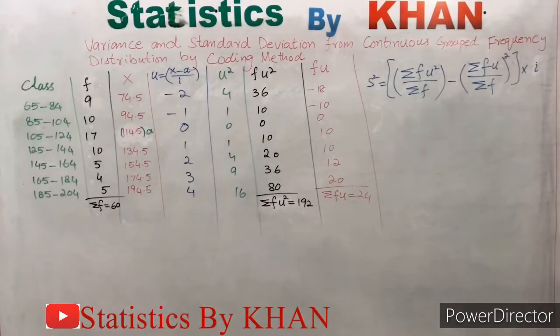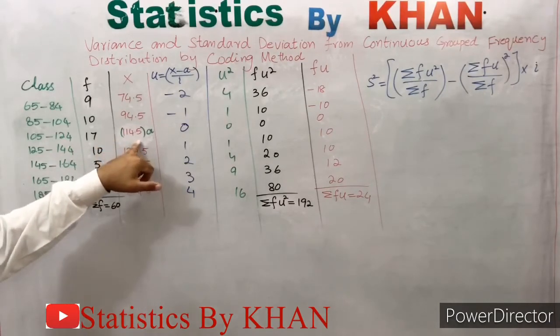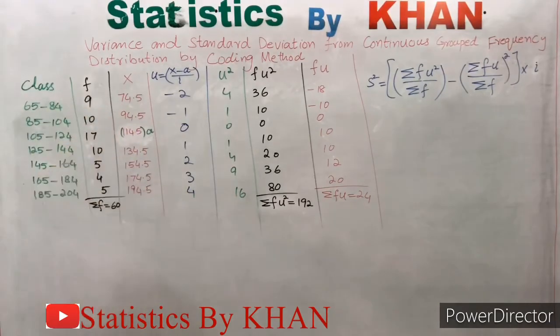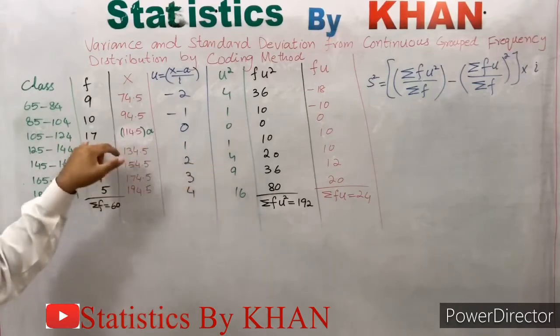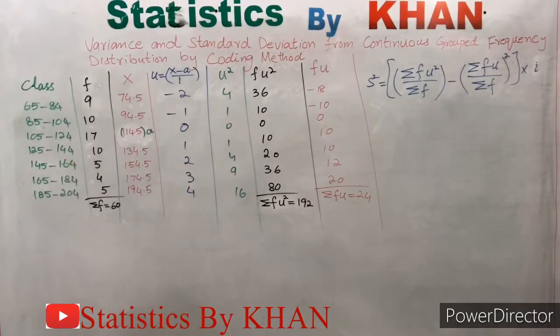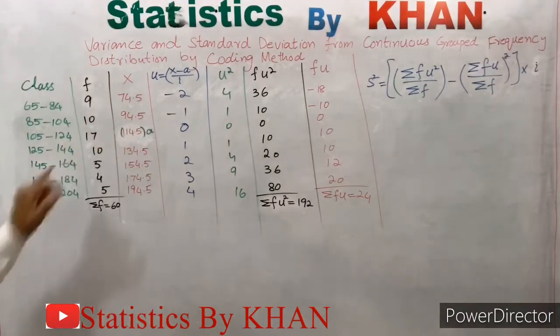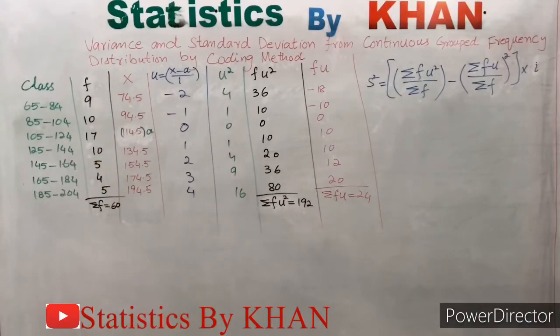Now one thing to note is that when we took 114.5 as the arbitrary mean against the highest frequency, then in the next columns we got rid of the multiplication of the highest frequency. Means in each column we got 0. We have multiplied the maximum frequency by 0 and we simply got zeros. So this is the logic of taking the arbitrary mean against the highest frequency.